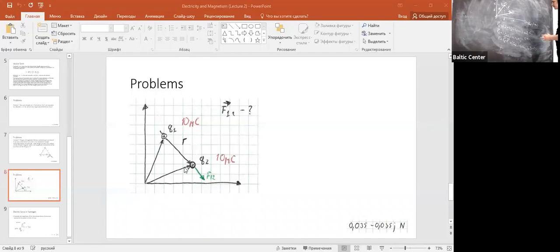So now we should calculate the unit vector. Unit vector of R is equal to R divided by the absolute value of R. Okay, so R is equal to this one, 3 plus 3i, divided by the absolute value of R. So we should calculate the absolute value of R.